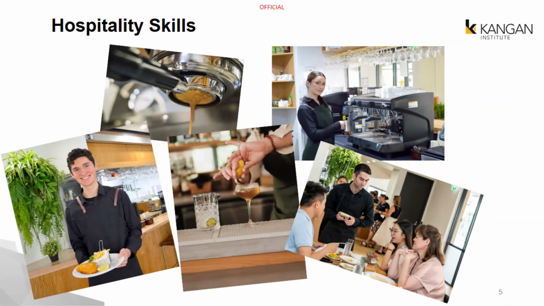During the course, you will use key hospitality equipment, including grinders, espresso machines, cocktail mixers, dishwashers, and bain-maries. You will also develop practical skills such as greeting and assisting customers, taking orders, carrying and serving food and beverages, setting up and clearing service areas, preparing and serving alcoholic beverages, and preparing espresso and other coffees.